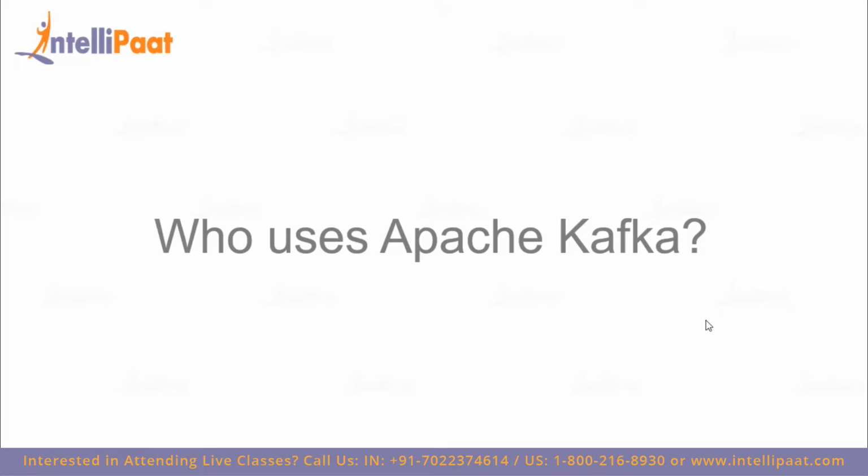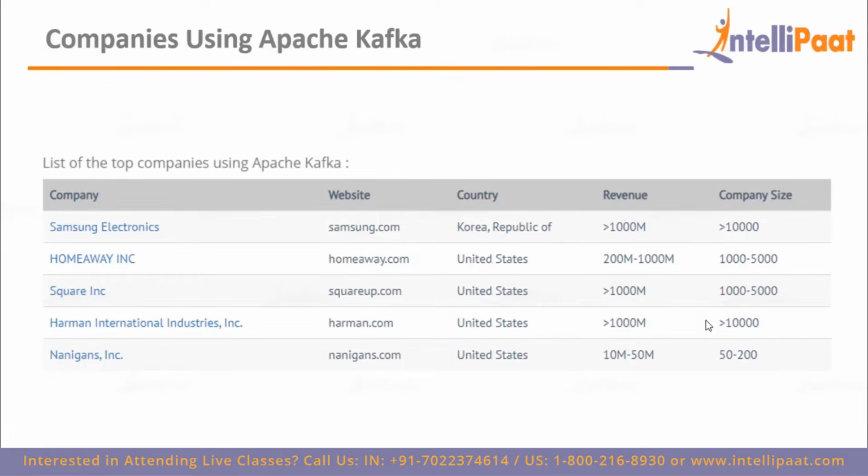Now let's look at some of the top companies which are using Apache Kafka. So these are the top companies. So we've got Samsung Electronics, Homebase, Square Incorporation, Herman International Industries, and Nanigans Incorporation. So these are all of the top companies which are using Apache Kafka for distributed processing and distributed synchronization.